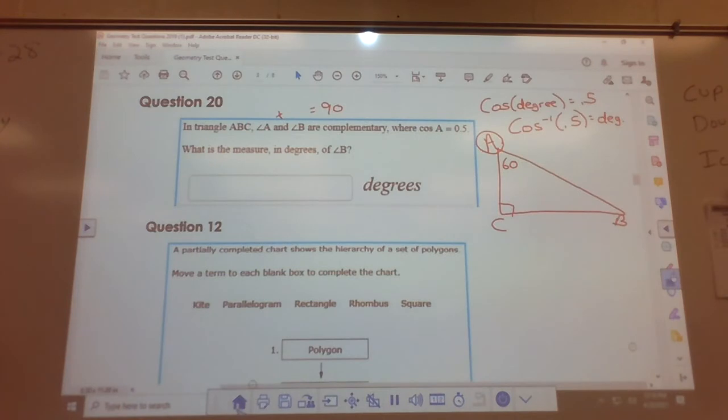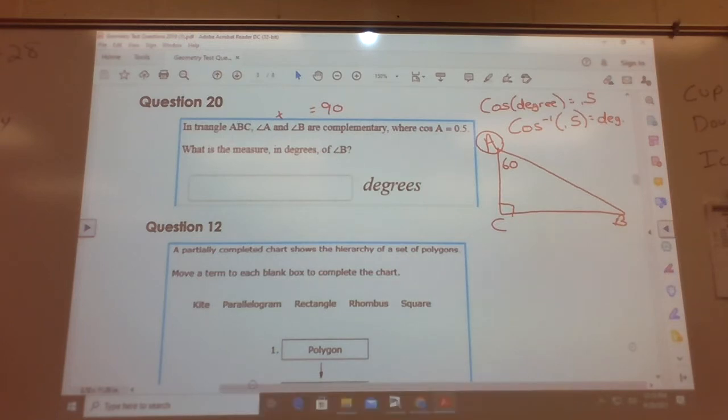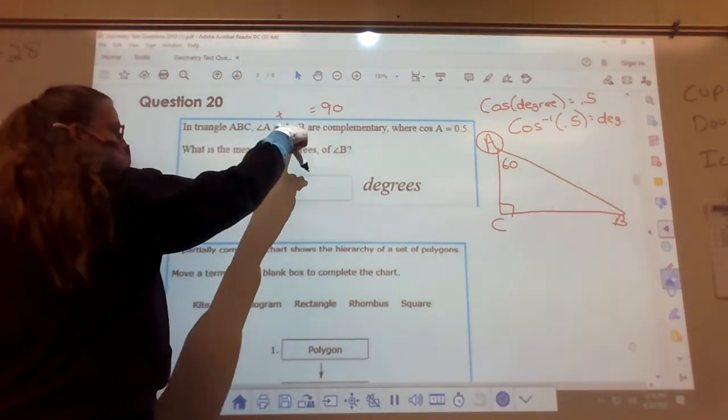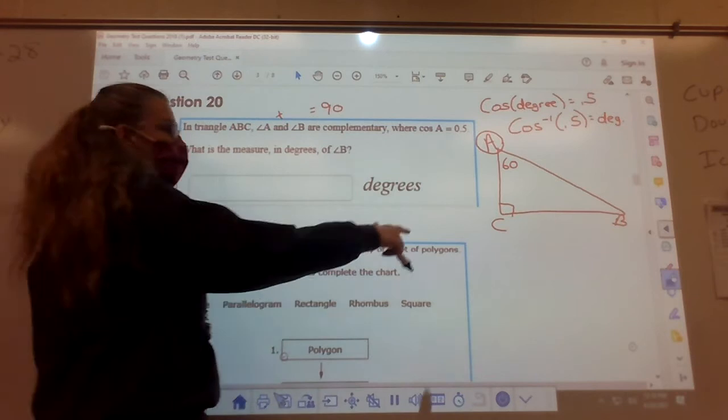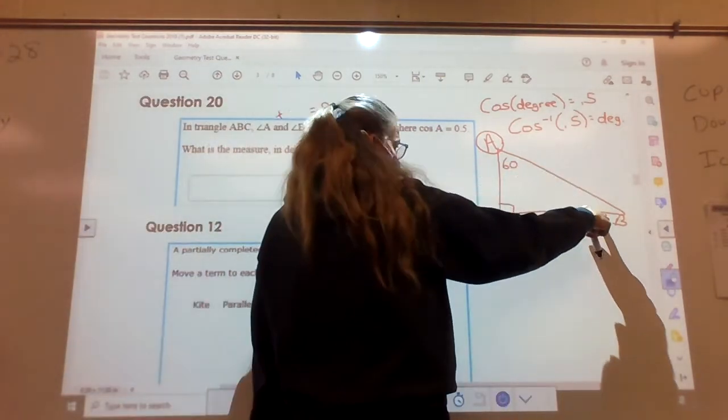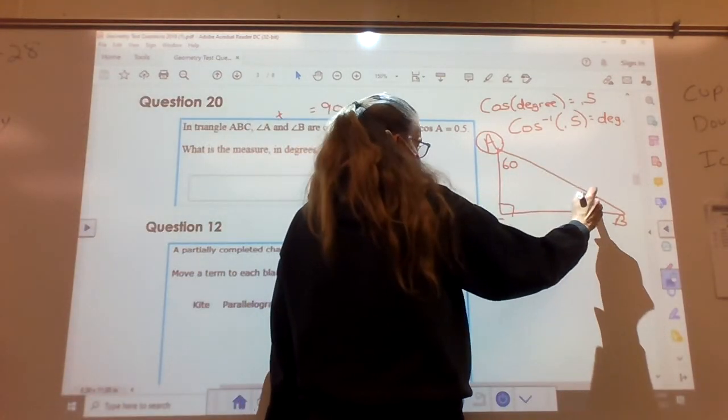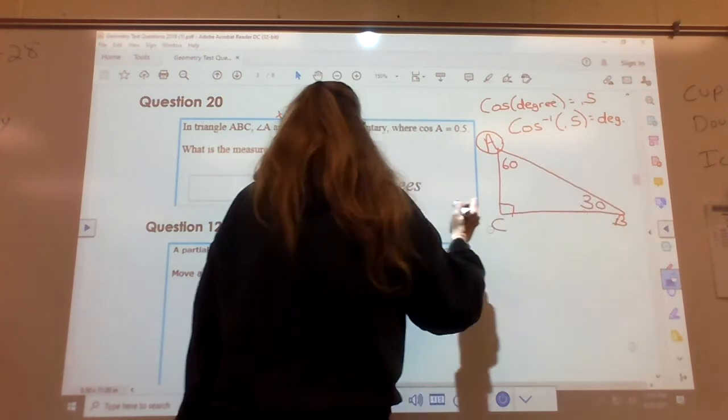Now the question wants to know what's angle B. Well, I've got everything set up to get angle B. So angle B must be how big? Well, we already know angle A plus angle B was 90 degrees because that's the complementary. So angle A is 60, so angle B must be 30. So I get 30 degrees.